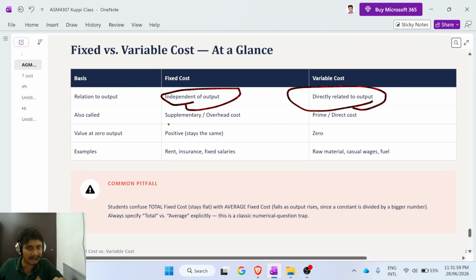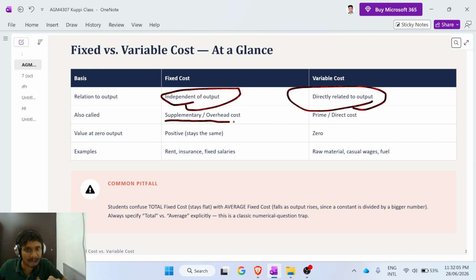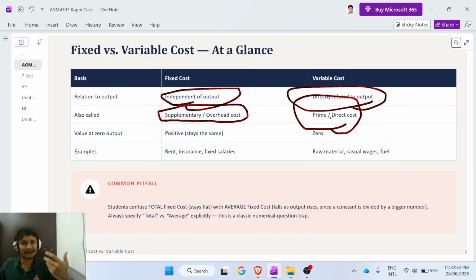That is already discussed. The fixed cost will be called supplementary cost or overhead cost. For example, secondary cost. Our main purpose is the hotel, making roti, selling roti. But we have to pay tax and other things, rent. That is supplementary, secondary cost. But if I want to make roti, I have to buy flour and gas. That is the primary direct cost, the primary main cost.